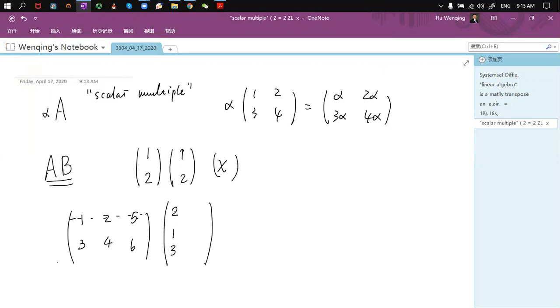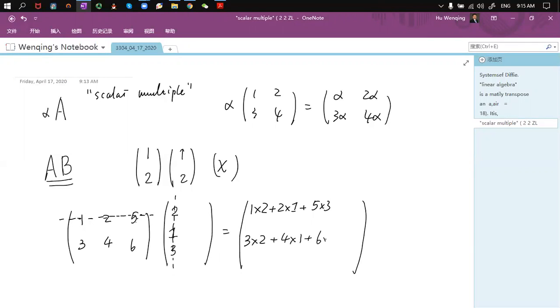Why is that the case? Because in the multiplication, we multiply the first row with the first column. So it results in 1 multiplied by 2 plus 2 multiplied by 1 plus 5 multiplied by 3. I use the first row in the first matrix multiplied with the first column in the second matrix, term by term: 1 by 2, 2 by 1, 5 by 3. That's it. And this one, same thing: 3 by 2 plus 4 by 1 plus 6 by 3. You calculate the numbers, and it's equal to something.